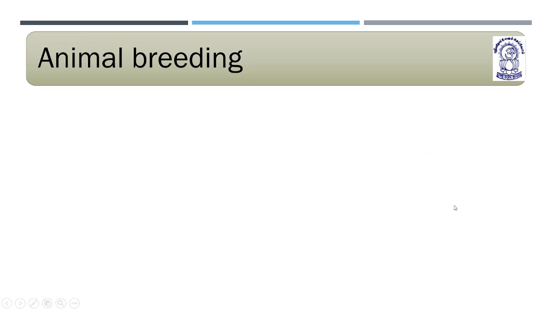Now we are going to talk about animal breeding, the types of animal breeding, and then the last topic will be the fisheries. So we have completed the apiaries, that is bee culture, beehives. Animal breeding, fisheries, and poultry farming is left over.